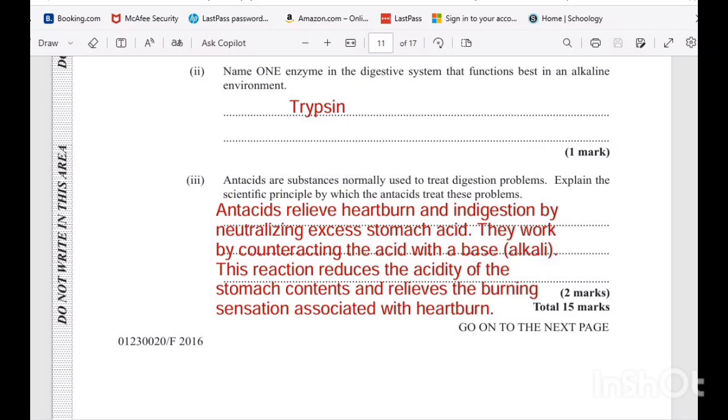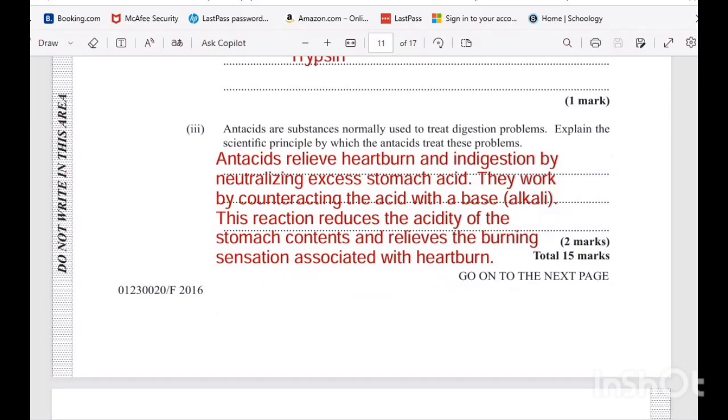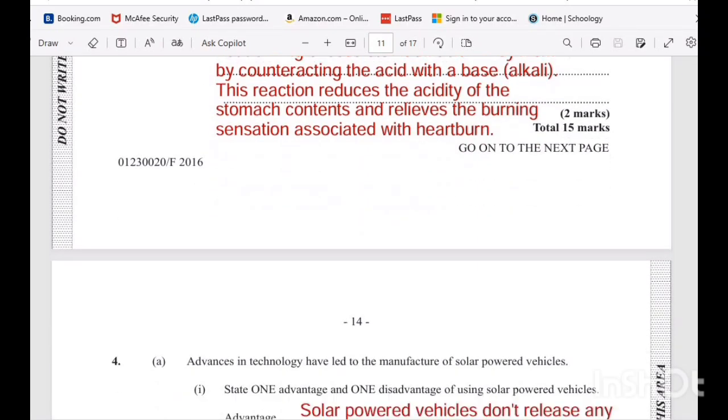And this just creates water and a salt, which helps to soothe or break away the effect of the acid. So that is how the antacid works. The antacid is a base, the substance in the stomach is acidic. Once you drink the antacid, the base and the acid in the stomach combine together and give you water and a salt, which relieves the heartburn.